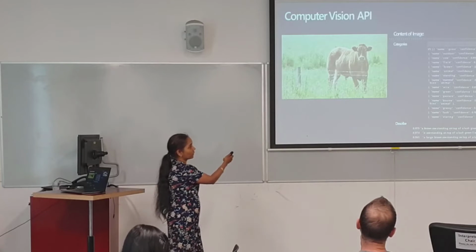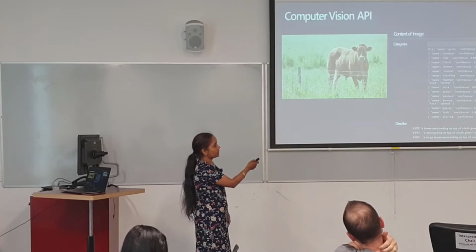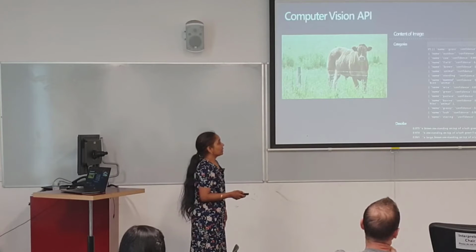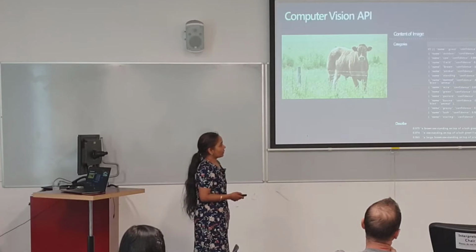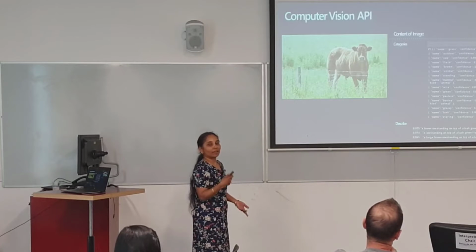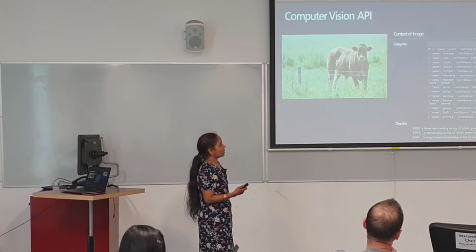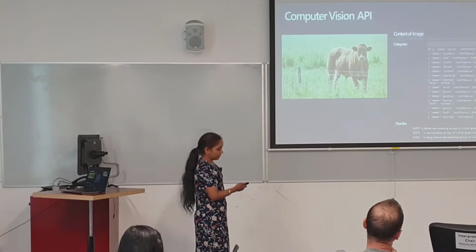And then you get a caption here, describe. So 97.5%, a brown cow standing on top of a lush green field, which is what we are seeing. And another caption is a cow standing on top of a lush green field, which is another way of saying it. And a large brown cow standing on top of a lush green field.